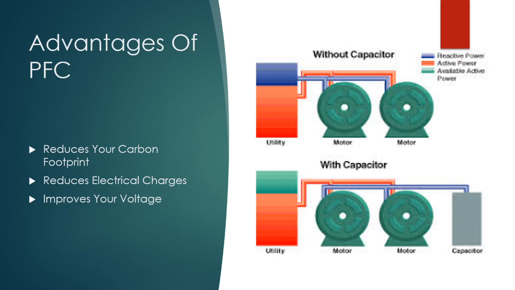So if we look at this diagram here, this is the system without a capacitor. This blue is the reactive power and the red is the active power. So what we're trying to do is get as much of this reactive power out as we can. If we place a capacitor, this helps get rid of the reactive power and replace it with the available active power. This is what a capacitor basically does.